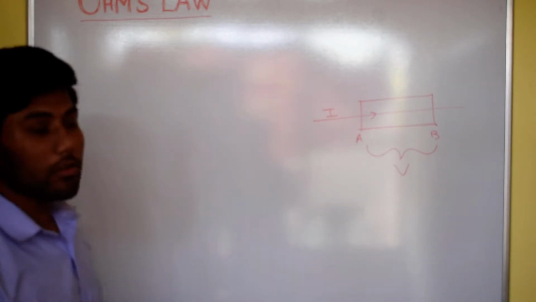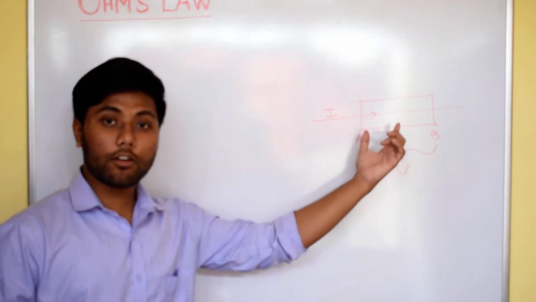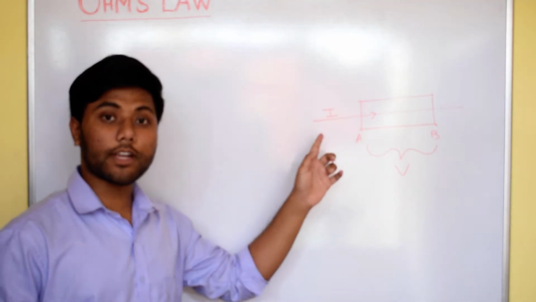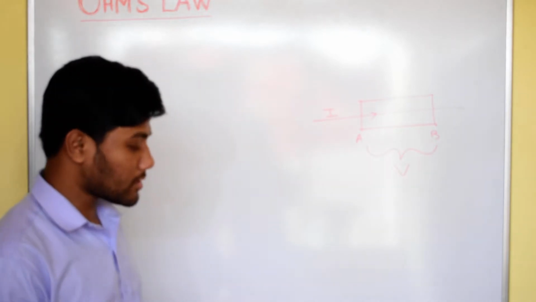According to the Ohm's law, the potential difference between 2 points across a conductor is directly proportional to the current flowing through it when the temperature remains constant.